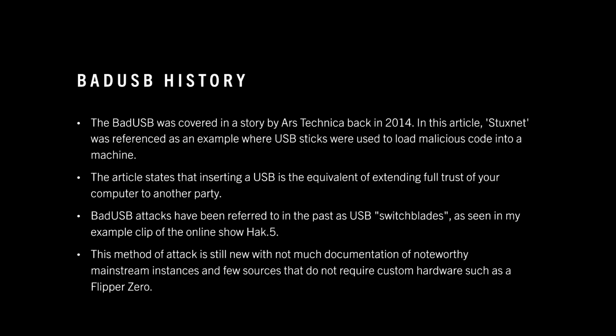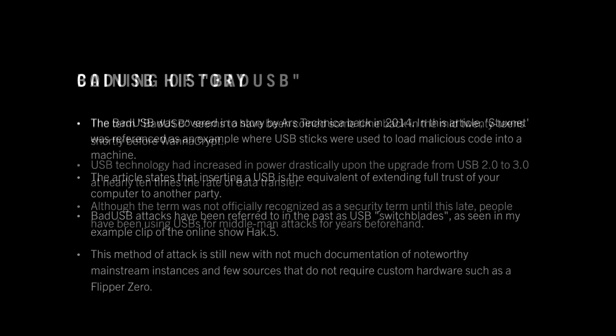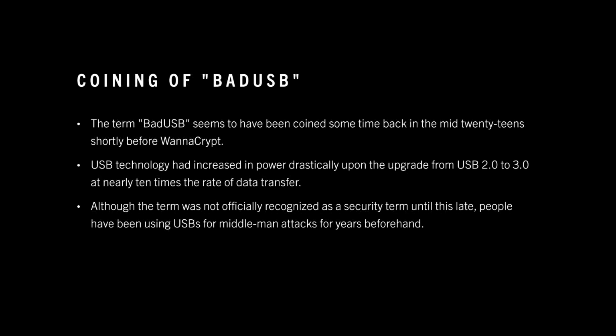This method of attack is still new, with not much documentation of noteworthy mainstream instances and few sources that do not require custom hardware, such as a Flipper Zero. The term bad USB seems to have been coined sometime back in the mid-2010s, shortly before WannaCrypt. USB technology had increased in power drastically upon the upgrade from USB 2.0 to 3.0, at nearly 10 times the rate of data transfer. Although the term was not officially recognized as a security term until this late, people have been using USBs for middleman attacks for years beforehand.